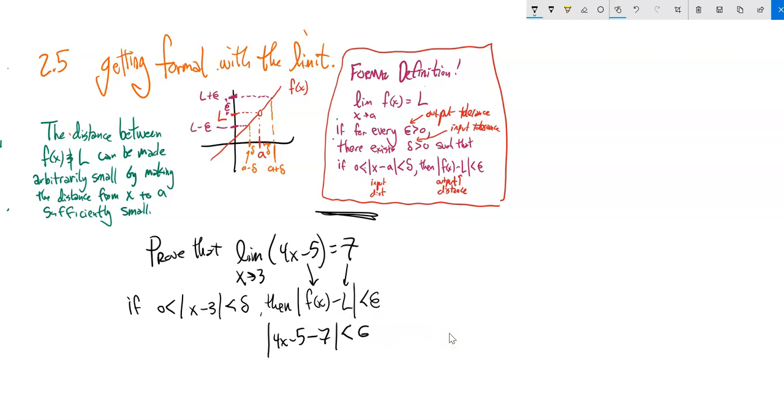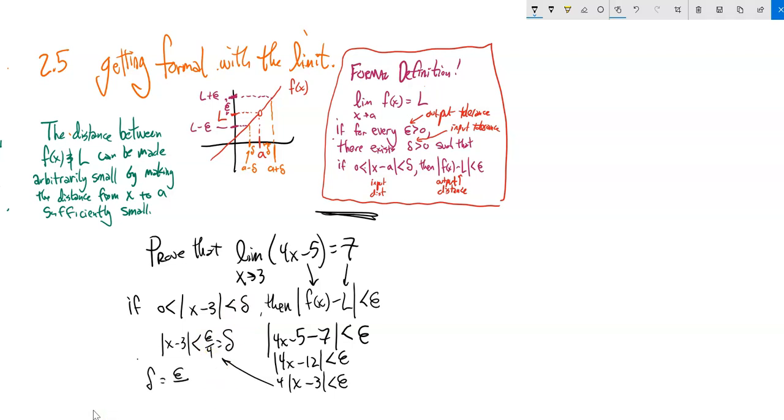And I'm saying that that has to be less than epsilon. So manipulate this a bit. 4x minus 12, and I notice I can factor 4 out of that. So 4 times |x minus 3| is less than epsilon, and there's my x minus 3 right there. So if I divide by 4, I know that |x minus 3| has to be less than epsilon divided by 4. And since this is less than delta, this might as well be equal to delta.